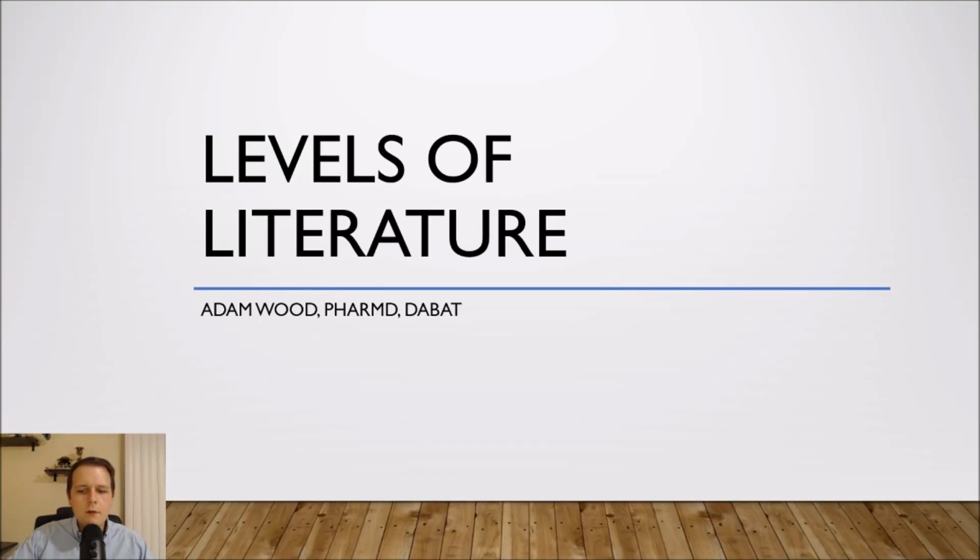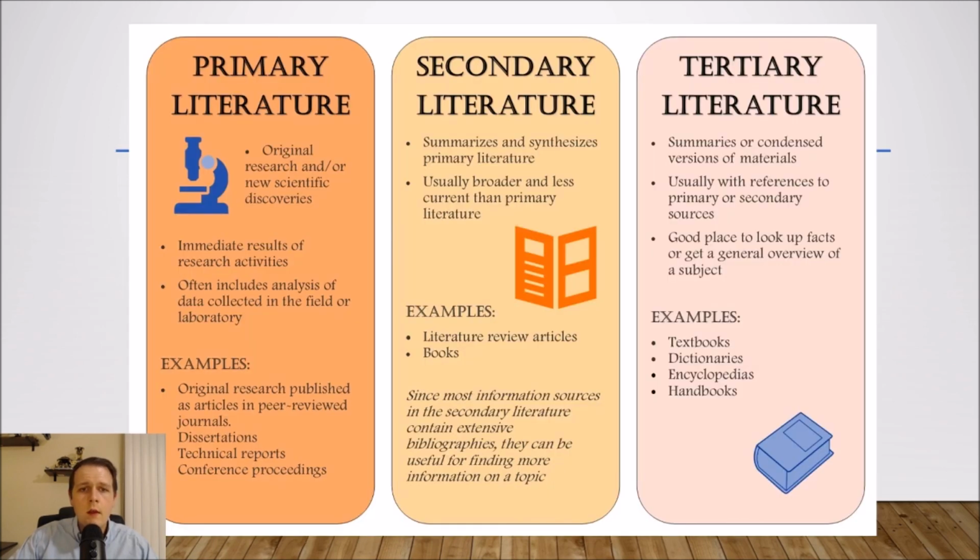Wood talking about levels of literature. This will be a quick video, but it's something I think is important to make sure you guys have a good understanding of. When we talk about different levels of literature, we're referring to not necessarily strength of evidence, but more the sources of the literature itself. So you may hear me talk about things like primary, secondary, and tertiary literature.